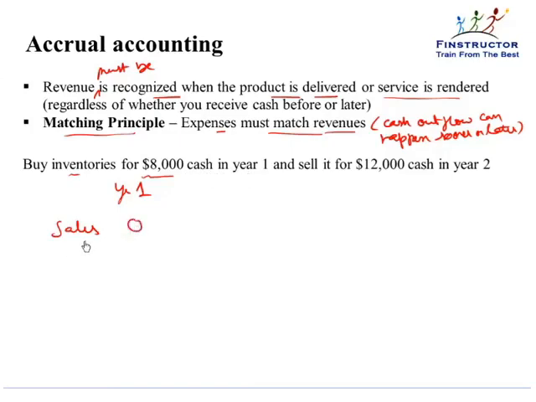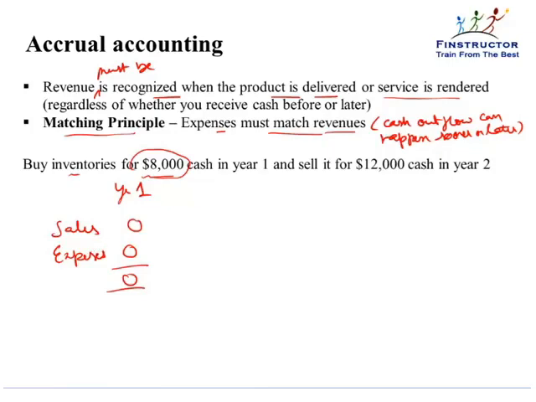And according to the matching principle, corresponding to this sales, what are the expenses? There are no fixed costs that I'm given any information about. So for 0 sales, there is no expense. However, I did purchase an inventory for $8,000 in this year. So how will that transaction get recorded? Please note that that's how our balance sheet items get created, or that is the link between the income statement, the cash flow statement, and the balance sheet.